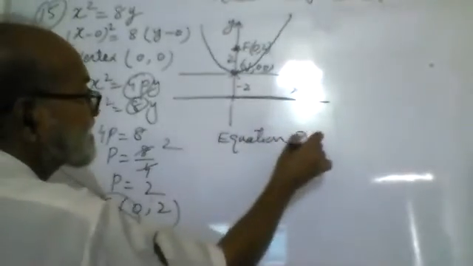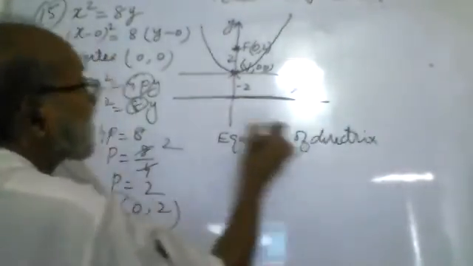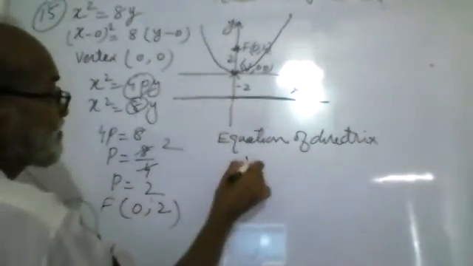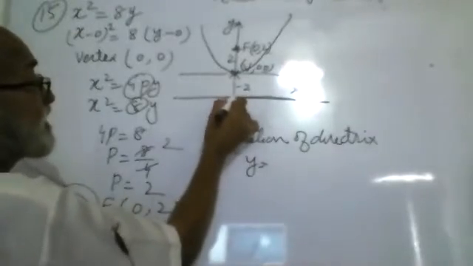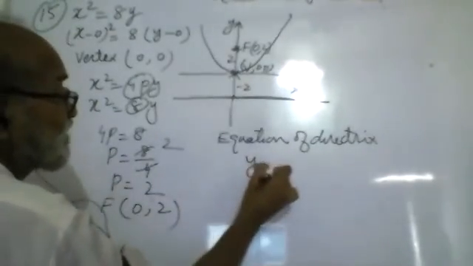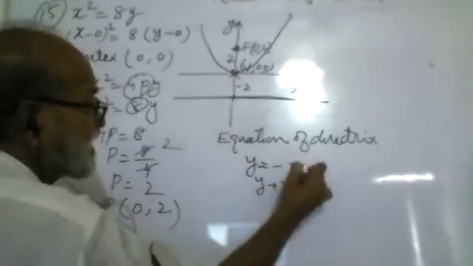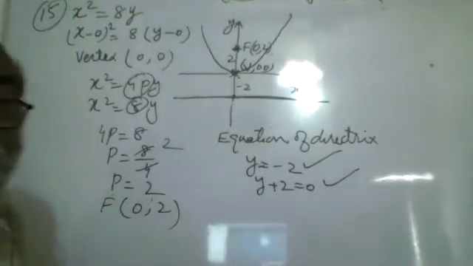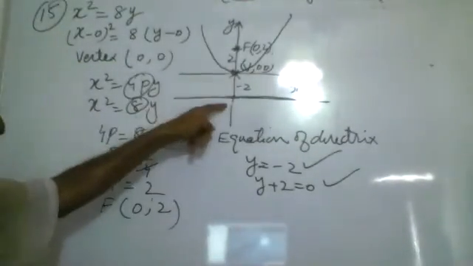Equation of directrix, y is equal to -2. This distance is y. On the y -2, the distance is on y, not on x. This is distance on the y. Y is equal to -2 and y plus 2 equal to 0, you can write it either way. Both are the correct answer. So this is the equation of the directrix. Y is equal to -2 this distance.